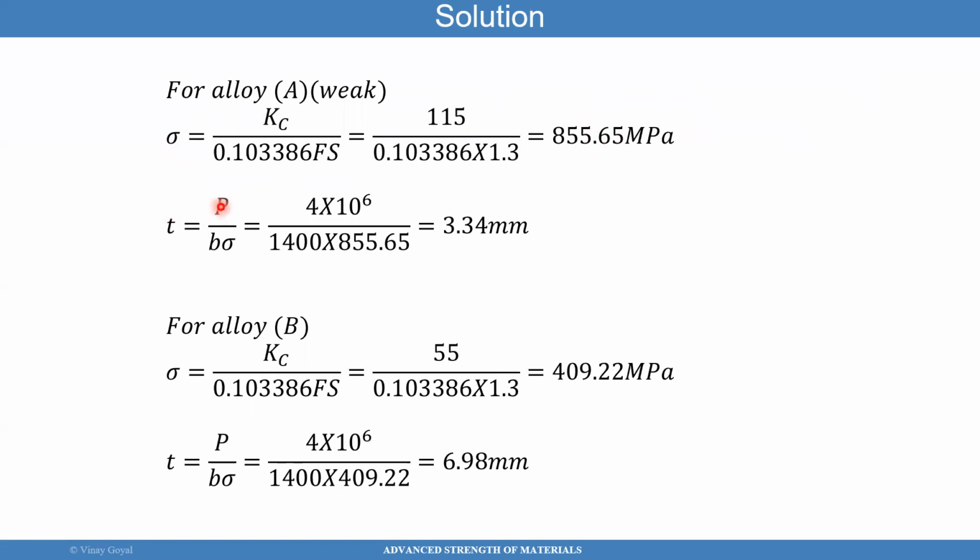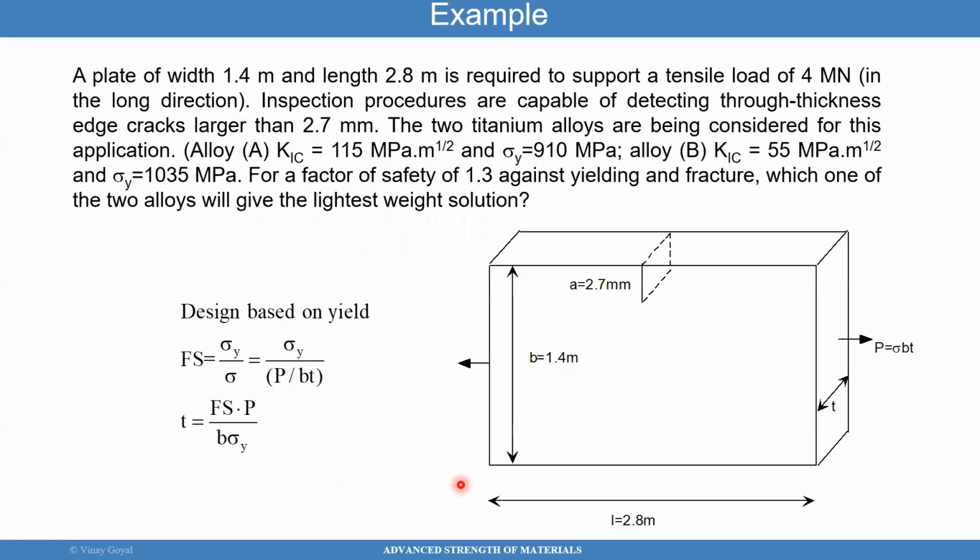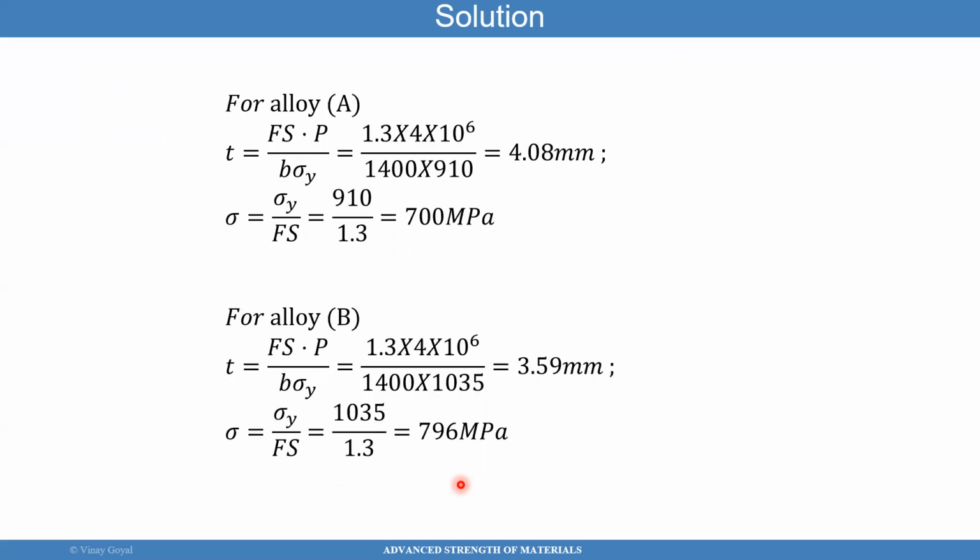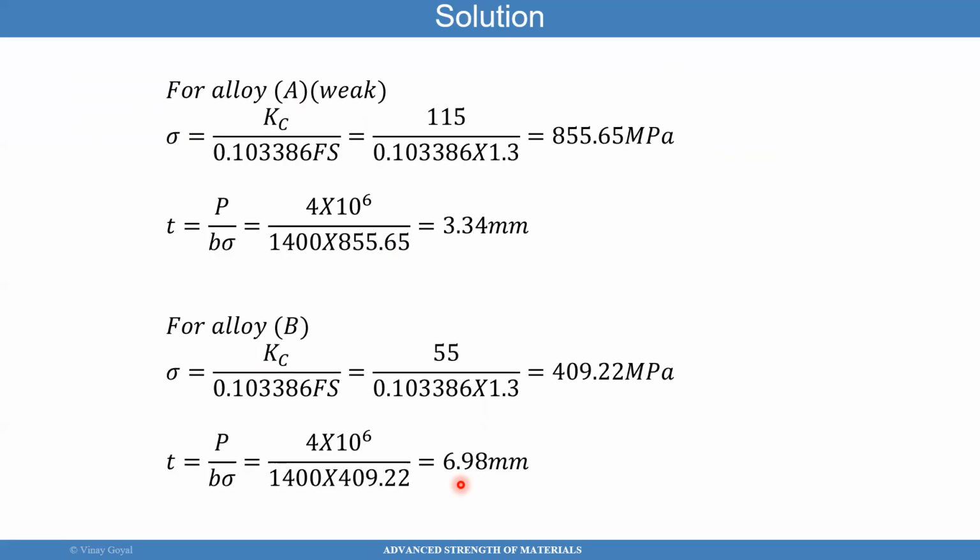The thickness then becomes the load applied, which is 4 meganewtons, divided by the height, which is 1400, times sigma, which comes from this equation, and the thickness becomes 3.34 millimeters. For alloy B, I can repeat the process, and when I do that, the thickness is 6.98 millimeters. And so the lightest weight solution for this design comes from comparing all the different numbers we saw, and I'll let you decide which one you think is the best solution for the problem. But there's one for yield and one for fracture.